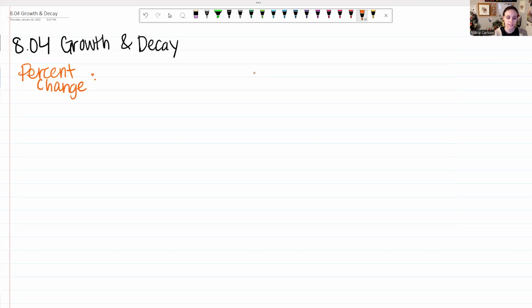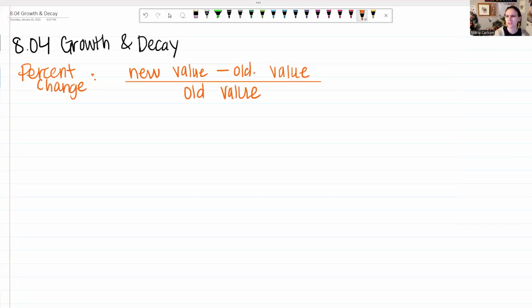And so to find how much you've changed from one value to another, you will simply subtract the new value minus the old value and divide that by the old value. And we're going to look at that in an example here.